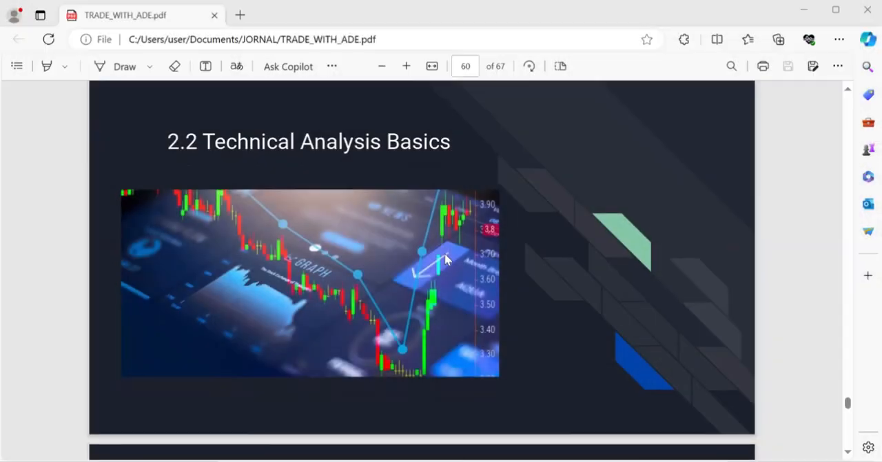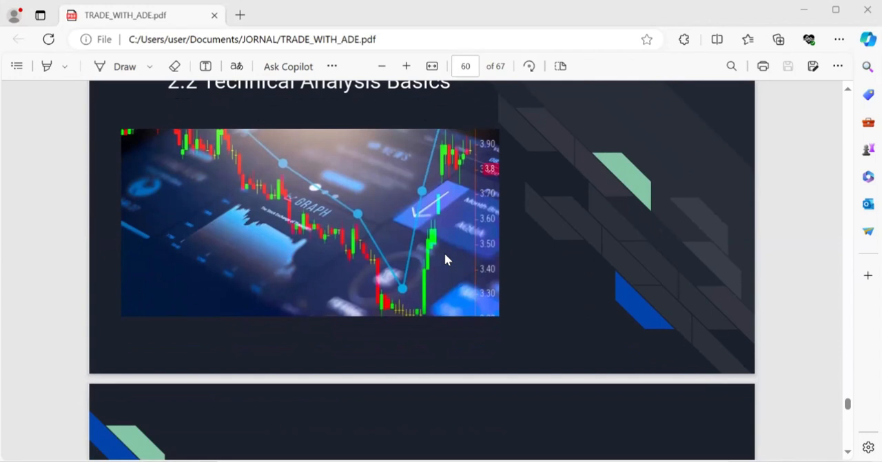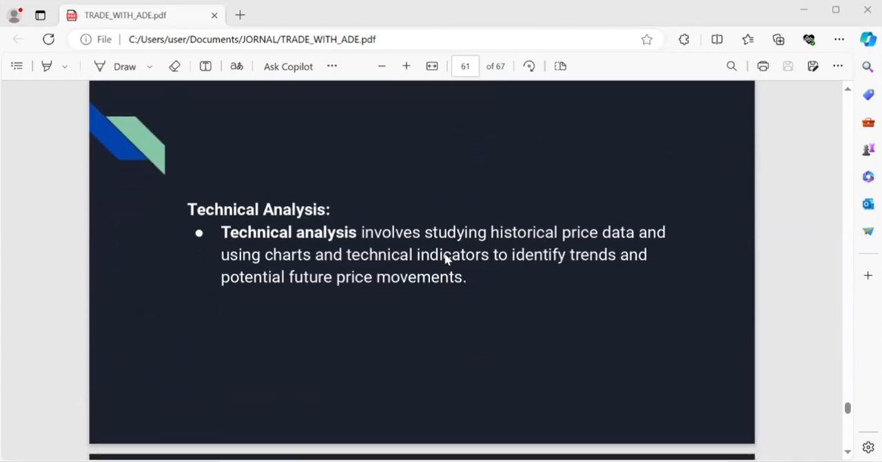Technical analysis is where we do our normal candlesticks, where we start using our candlesticks, our market structure, and so on and so forth. So what do we mean by technical analysis? Technical analysis simply involves the studying of historical price data and using your chart and technical indicators to identify the trend and the potential future movement.